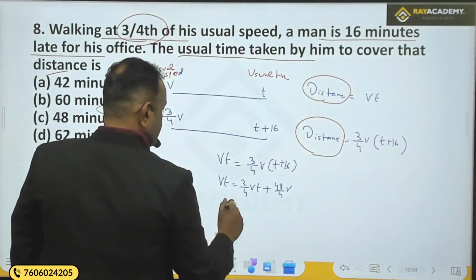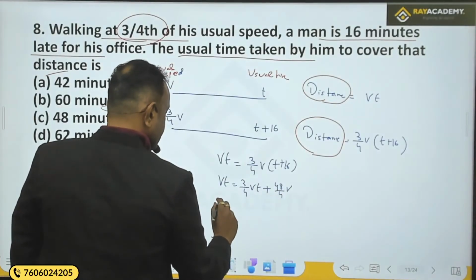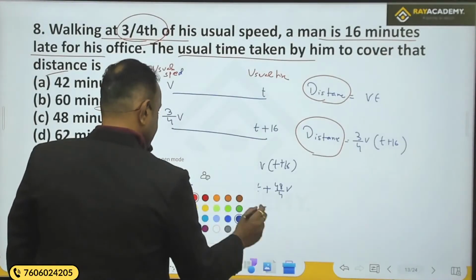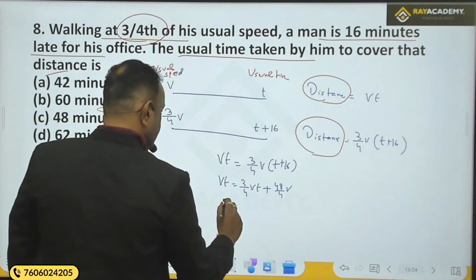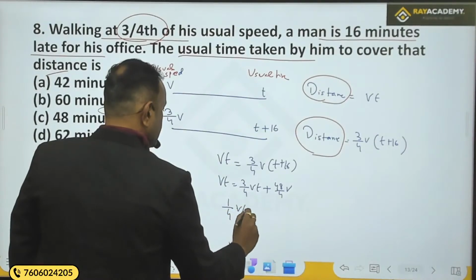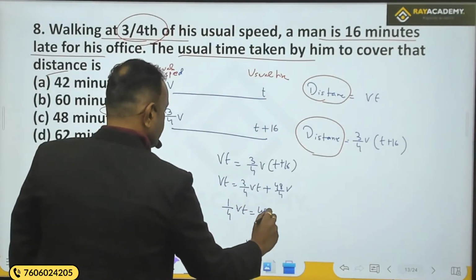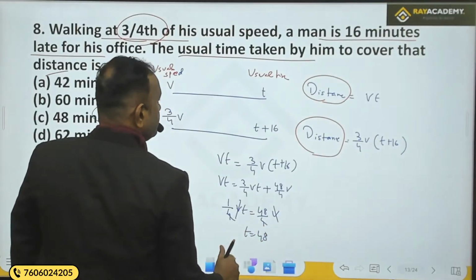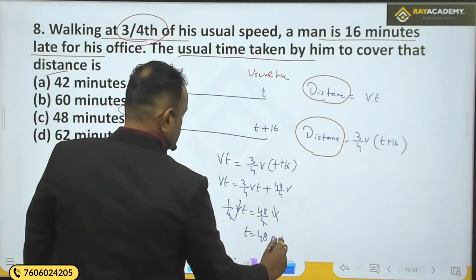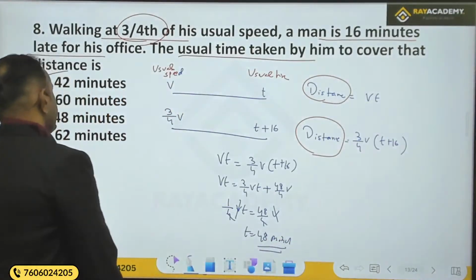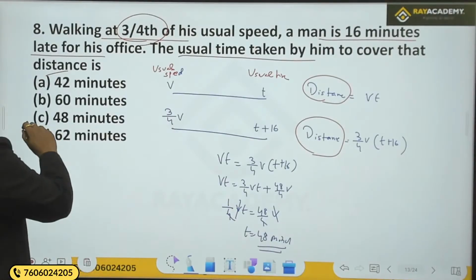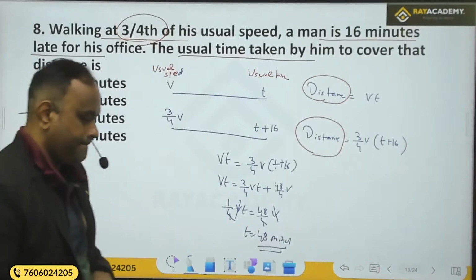vt equals 3/4 vt plus 48/4 v. So vt minus 3/4 vt on the left-hand side gives 1/4 vt equal to 48/4 v. Cancelling v and 4, t equals 48 minutes. This is the usual time, t equal to 48 minutes. So the right answer is option C.